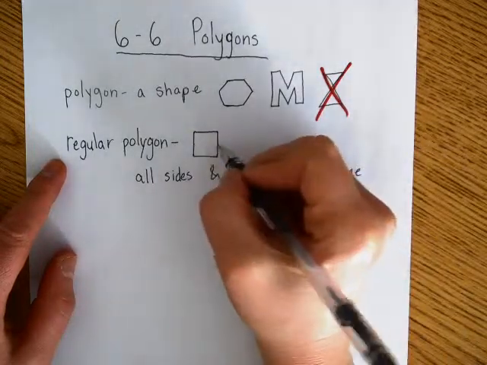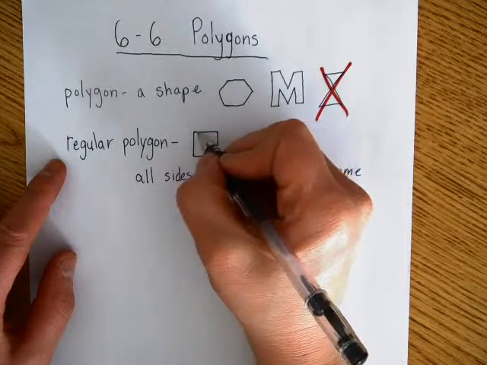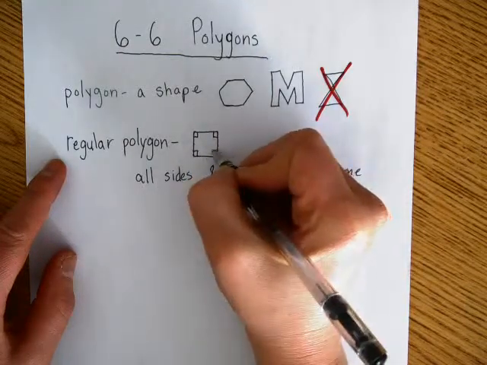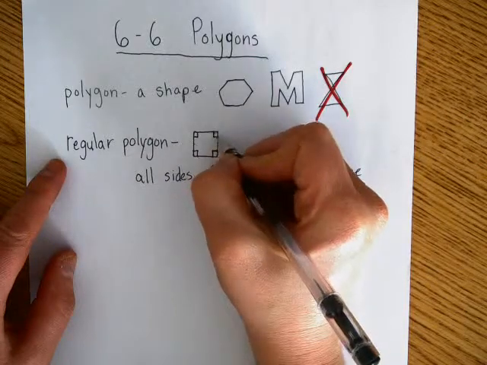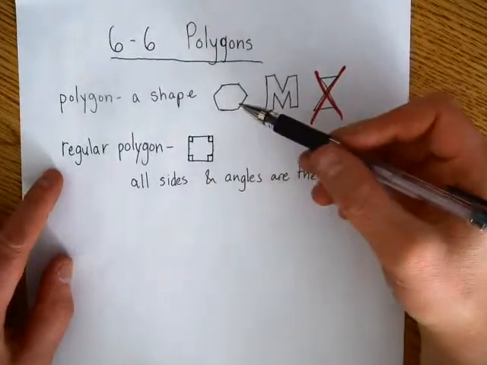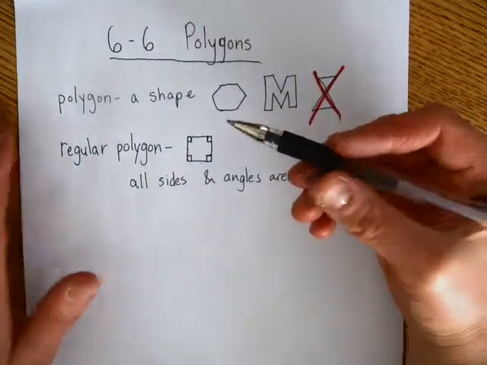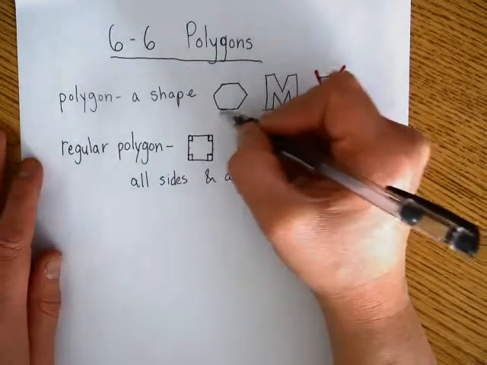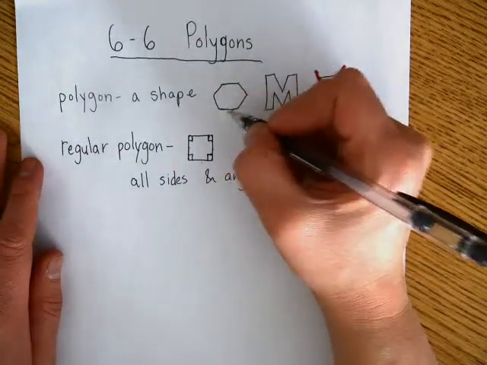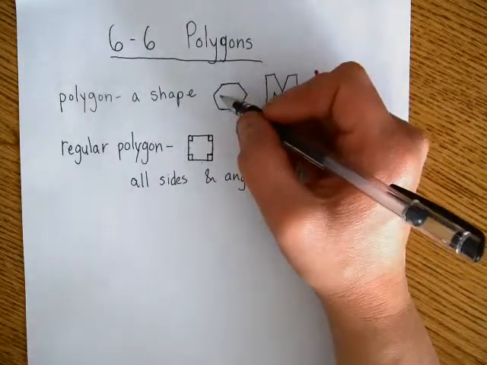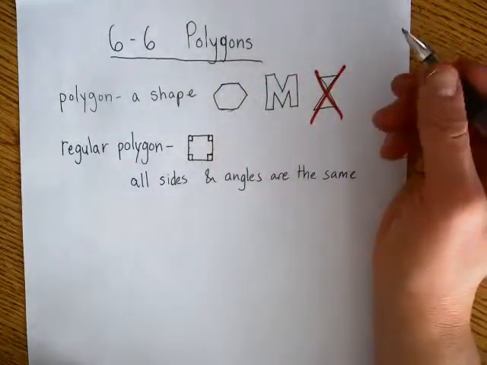So these 4 sides are the same, and you can see I drew a square, so there's right angles here, and all 4 angles are the same. So if you look at that, you will notice this is a regular polygon. So this hexagon, if I had drawn it perfectly to be a perfect hexagon, this would also be a regular polygon, because all these sides would be equal and all of these angles would also be equal. That's a regular polygon.